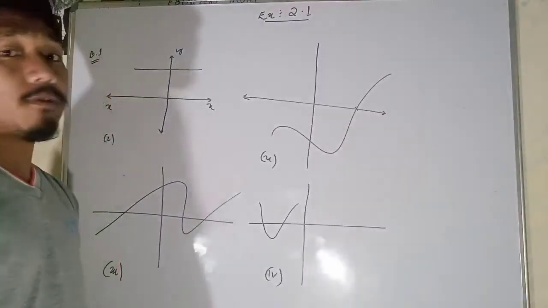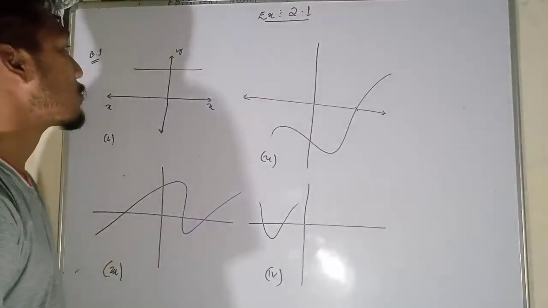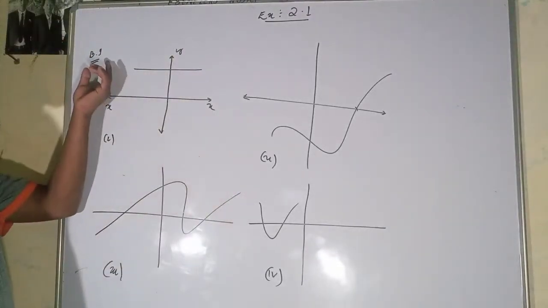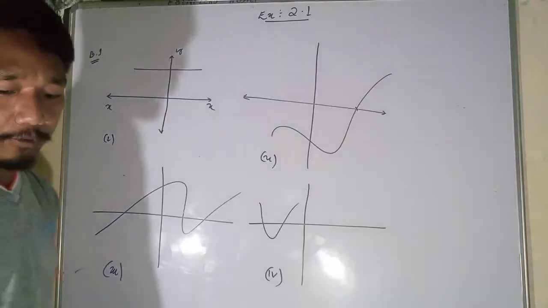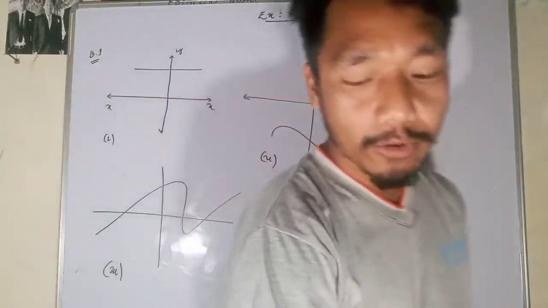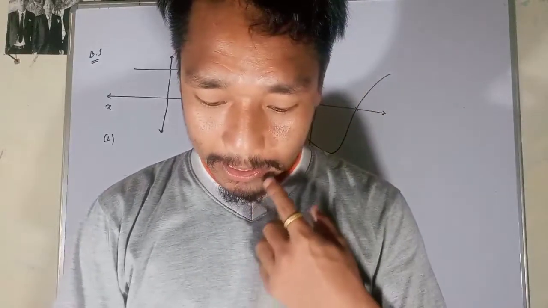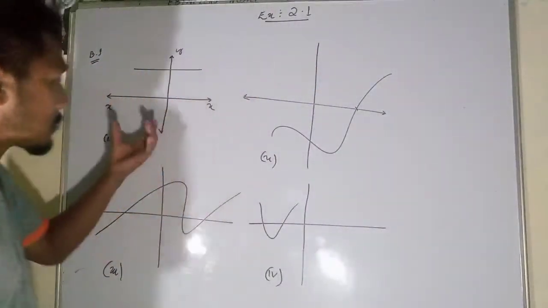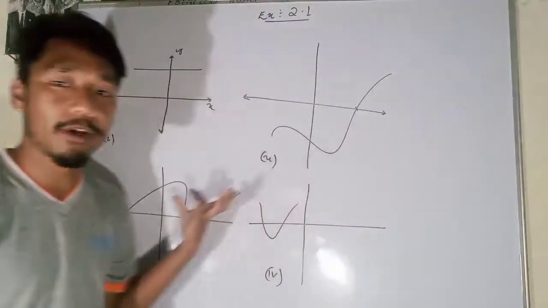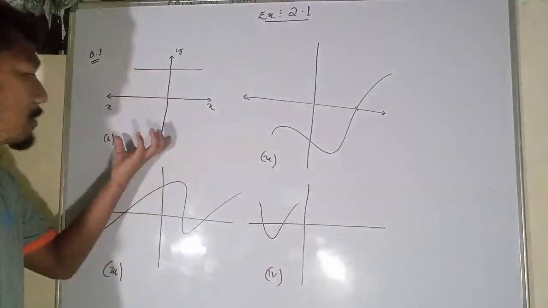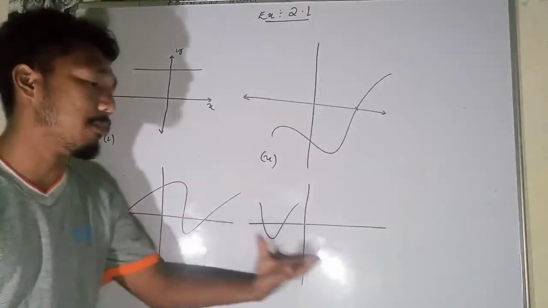So here we will discuss exercise 2.1, question number 1. The question says the graph of y = p(x) is given in figure 2.12 below. For some polynomial p(x), find the number of zeros of p(x) in each case. These are some graphs I have taken out: number 1, number 2, number 3, and number 4.